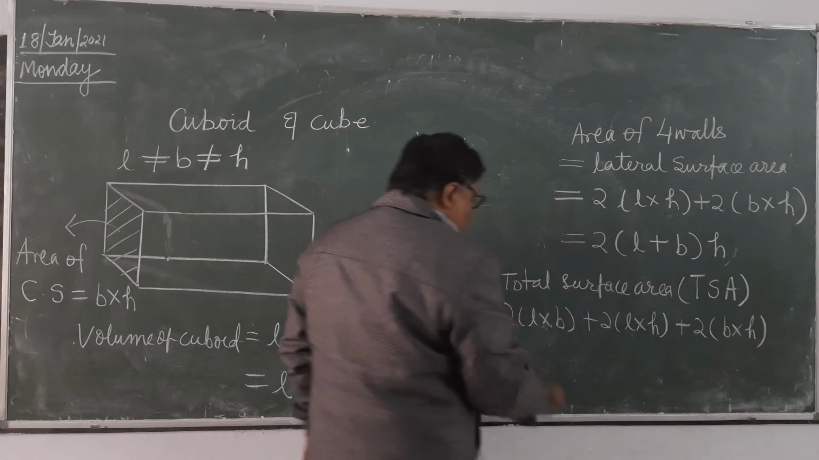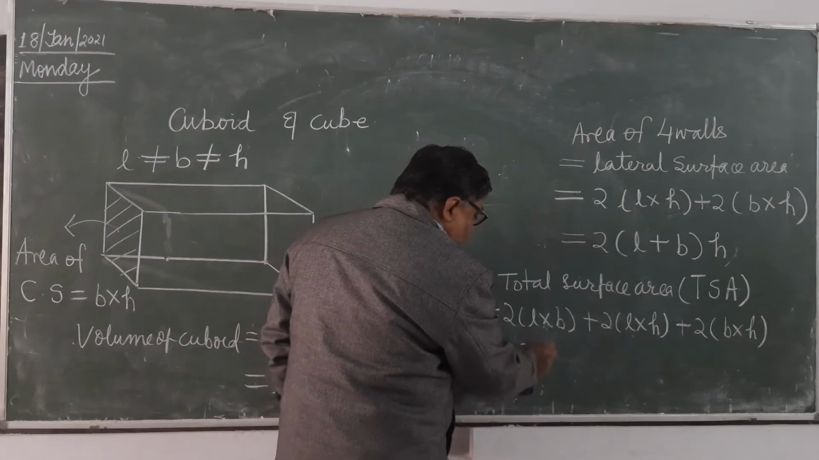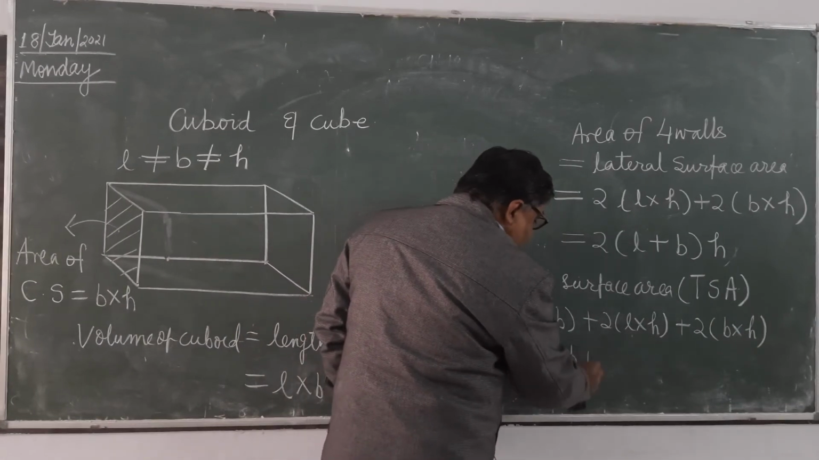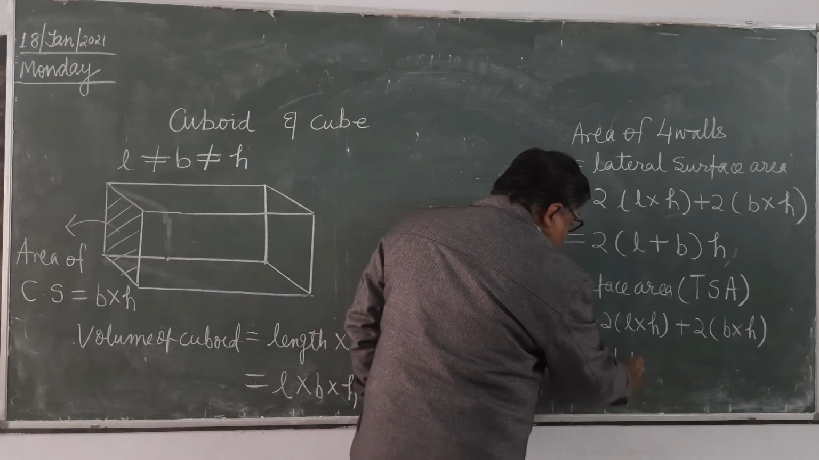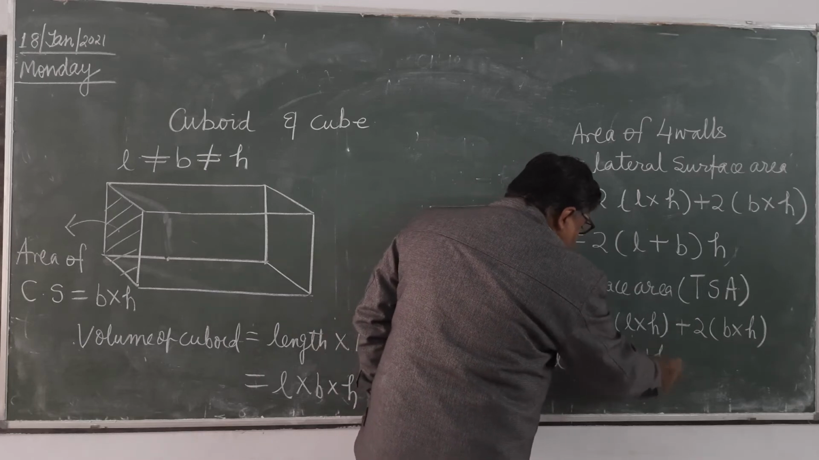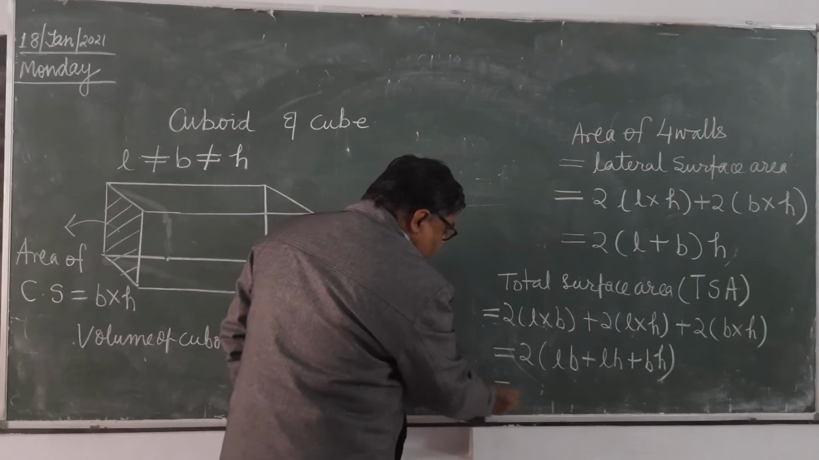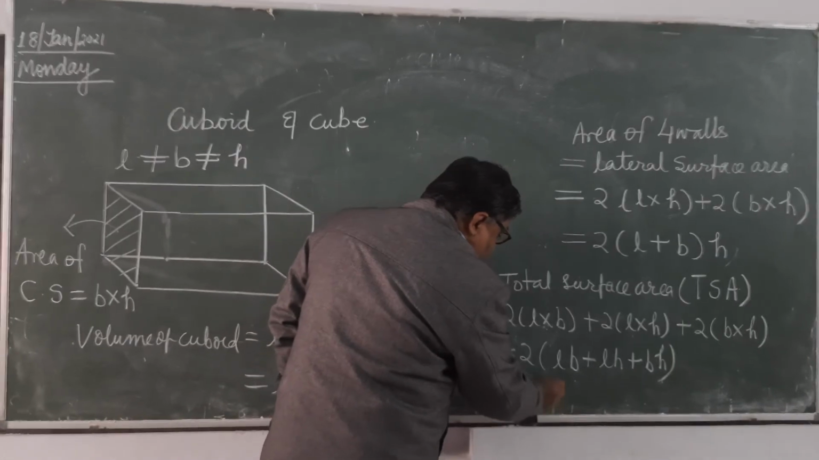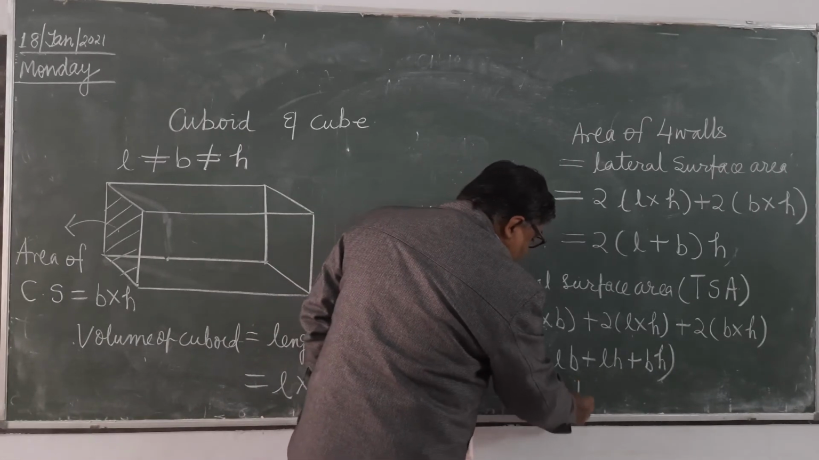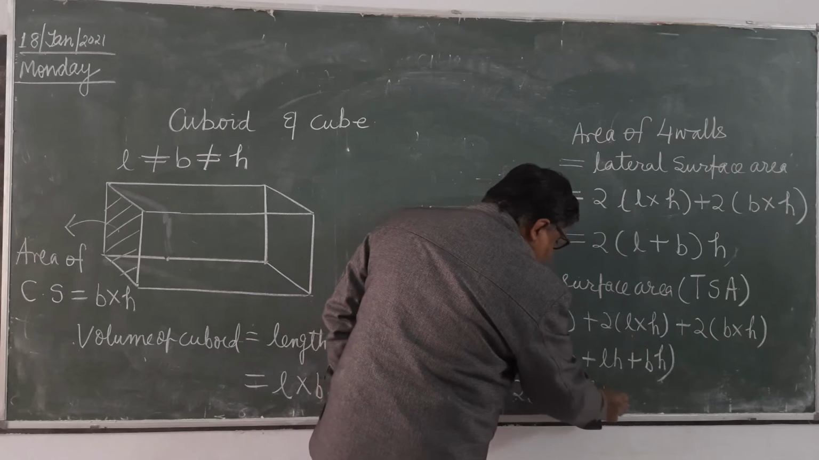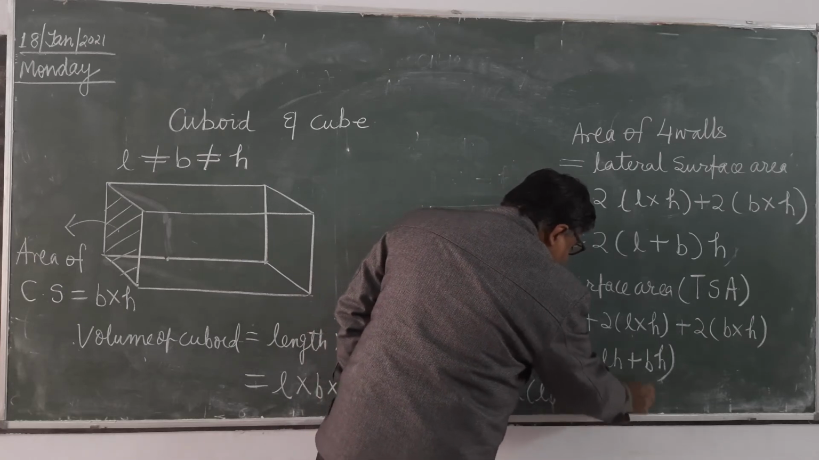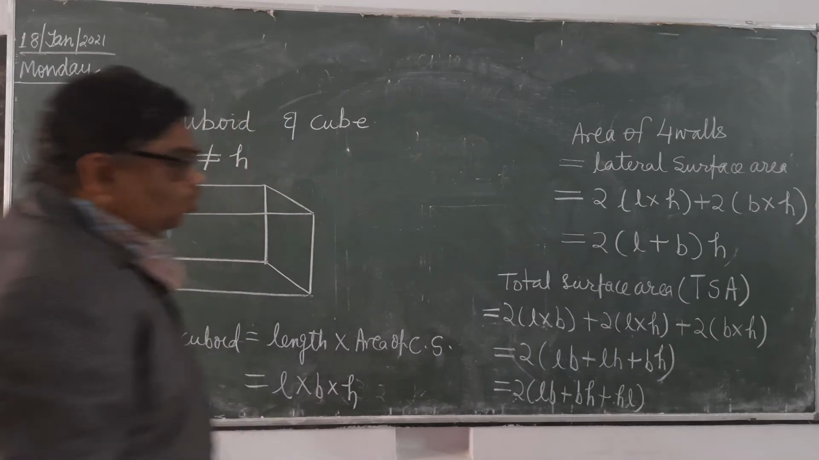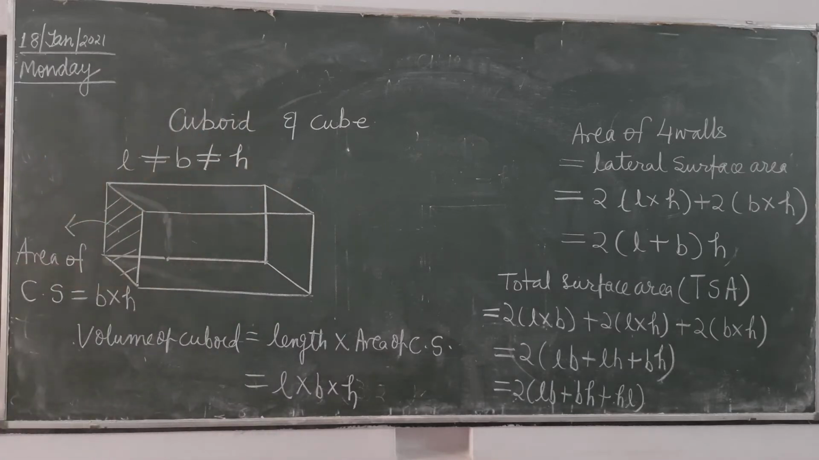When you will take out 2 common, what will you get? LB plus LH plus BH. Or you can say it as 2 within bracket LB plus BH plus HL. This will be the total surface area.